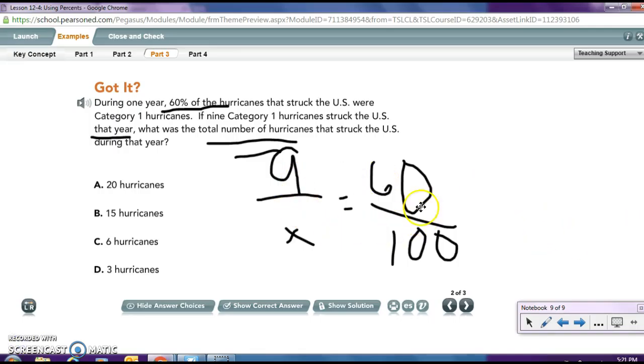So go ahead and solve this problem. And I know it looks a little confusing, but here are a couple of your answer choices. Go ahead and freeze the screen. If you need to, you can go in the lesson, hit show solution, and they will walk you through the problem.